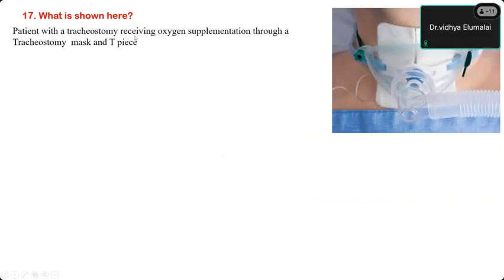What is shown here? Patient with tracheostomy connected to the ventilator. See, this is the tracheostomy tube in the middle, and you have something here like a mask with a corrugated tube. Tracheostomy mask. This is the patient with tracheostomy receiving oxygen supplementation through a tracheostomy mask and T-piece. Okay, this is a combination of tracheostomy mask. You can see this is being separately tied here, and this is the T-piece which is delivering the oxygen.